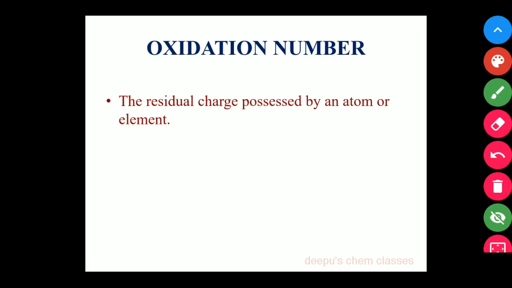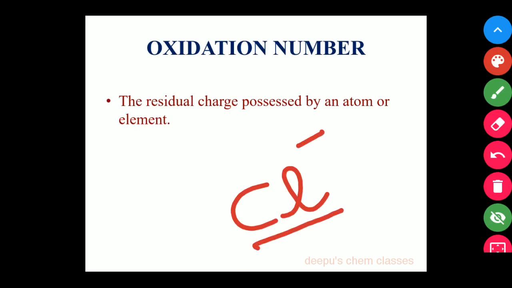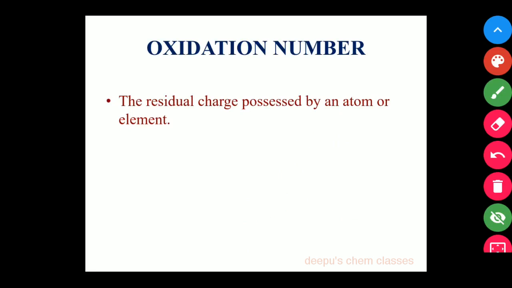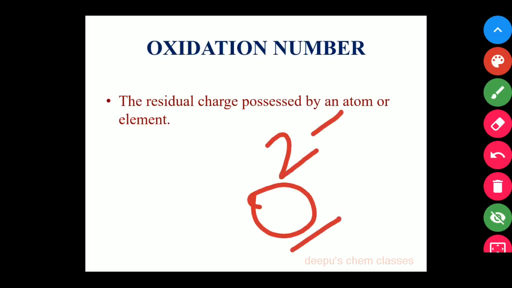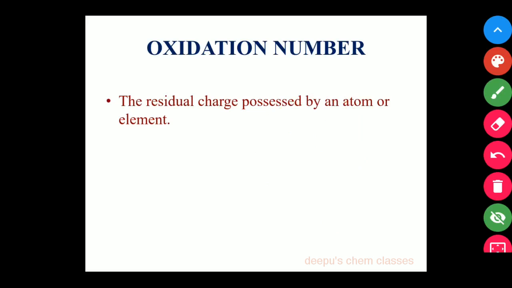Similarly, you can say for negative charge also, Cl minus. The charge possessed by the chlorine atom here is minus 1. So the oxidation state of chlorine is minus 1. Similarly for oxygen, O2 minus, the oxidation state of oxygen is 2 minus. So simply it means the residual charge, the charge possessed by an atom or element. That is actually called oxidation number.